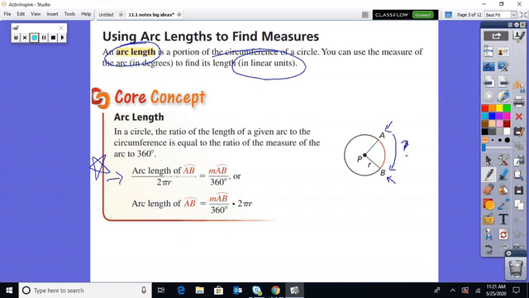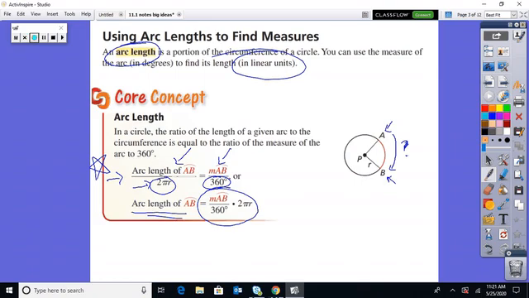The length of the arc compared to the entire circumference is equal to the measure of the arc compared to 360. Because the circumference is the whole way around, 360 is the whole way around. This is a fraction of the circumference. This is a fraction of the degrees of it. So for our intents and purposes here, they just multiply both sides by 2 pi r to get the arc length by itself. So this is the formula that's going to set you free.